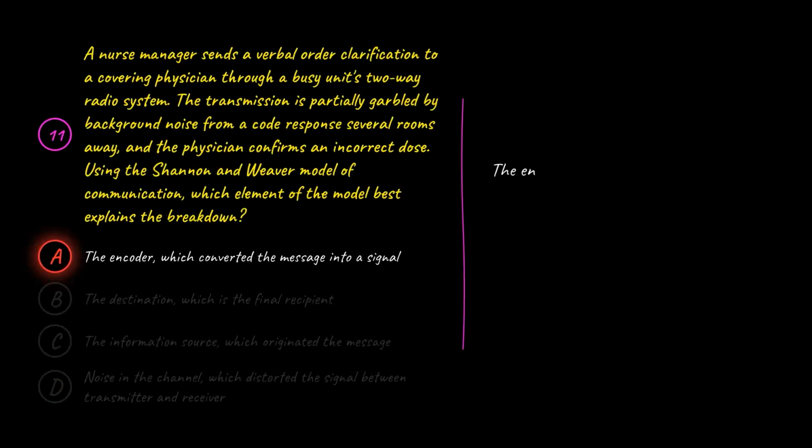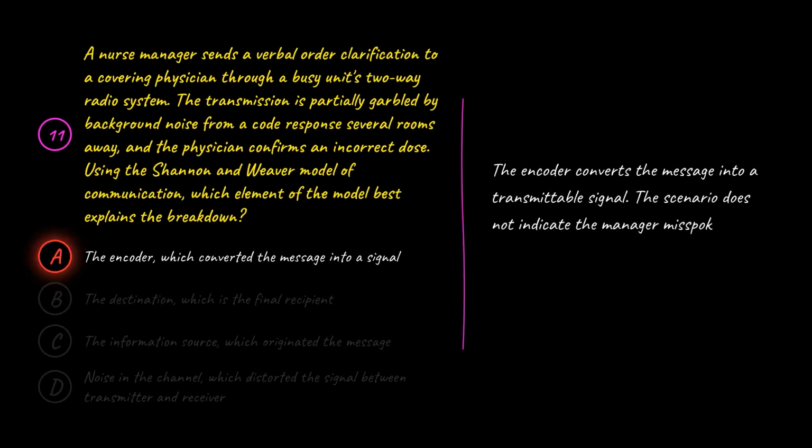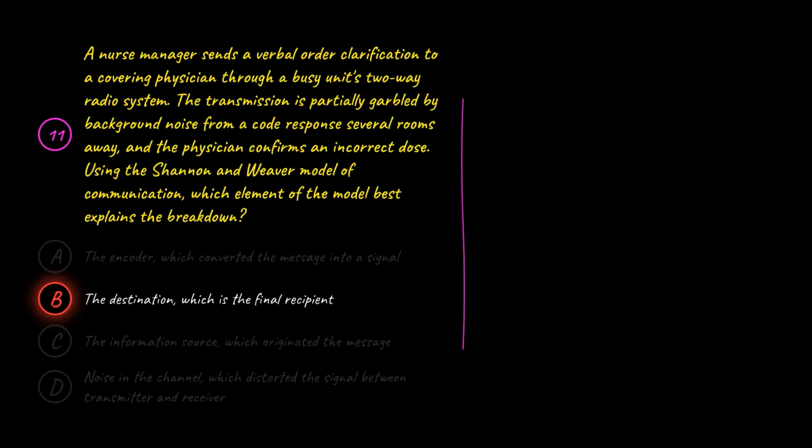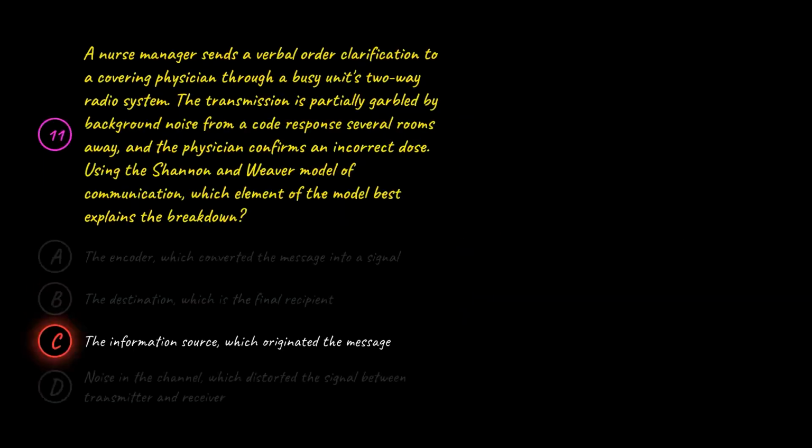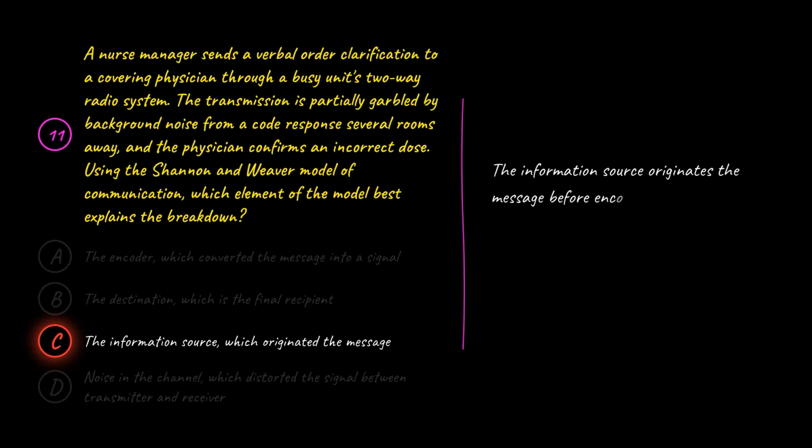A is wrong because the encoder converts the message into a transmittable signal. The scenario does not indicate the manager misspoke or that the conversion to radio signal failed at her end. B is wrong because the destination is simply the endpoint receiving the decoded message. It identifies where the message arrives, not why it was garbled in transit. C is wrong because the information source originates the message before encoding. The scenario does not suggest the manager started with a wrong message, only that it became distorted in transit.